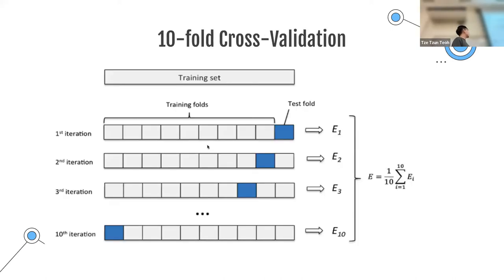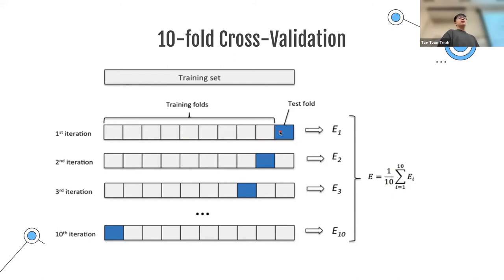For a more pictorial example of what K-fold cross-validation is, let's take the example of 10-fold cross-validation. You can imagine this is your entire training data set. 10-fold cross-validation would mean that we're going to split it into 10 equal parts. Out of these 10 equal parts, 9 of them will be used as your training set, and the last one will be used as your test set. This is our first iteration. In this iteration, we're going to fit the model with this training set, predict on this test set, and then measure the performance.